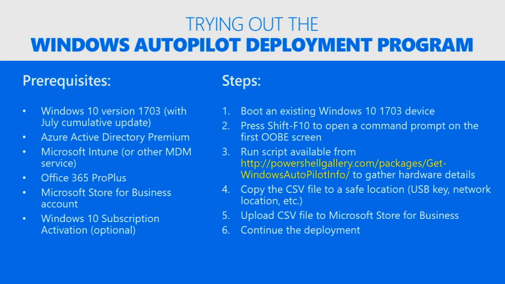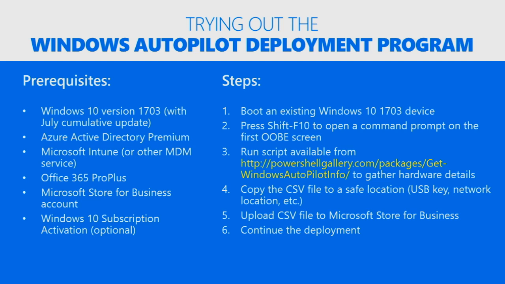That's the piece that allows you to step up from Windows 10 Pro to Windows 10 Enterprise. If you set that up, it will automatically take care of that piece for you. So the steps then, you want to take that Windows 10 1703 machine, boot it up, and gather the hardware ID from it. The easiest way of doing that is when you get to the first screen in the out-of-box experience where it will ask you for the region, hit Shift F10, open a command prompt, and then run a PowerShell script to create the CSV file for that device.